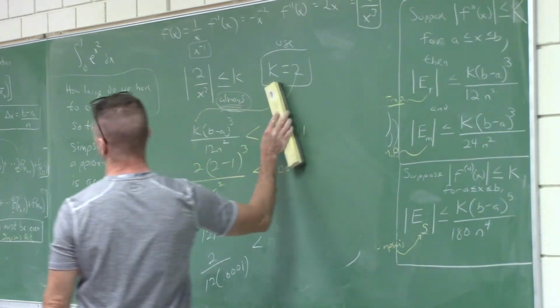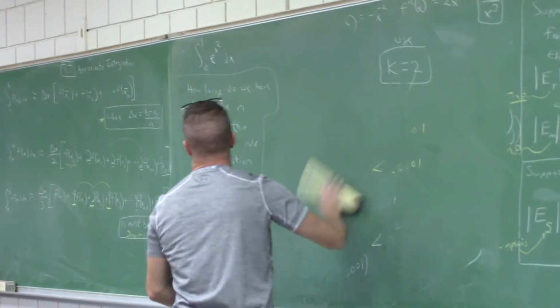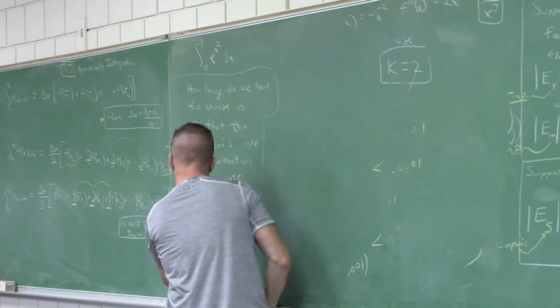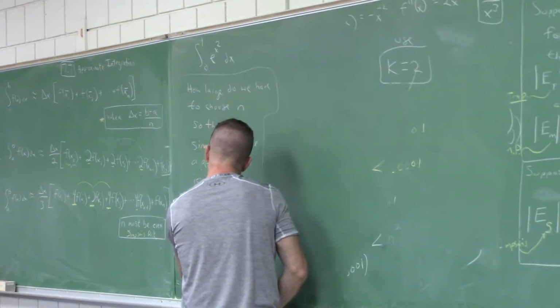Well, that's what we're going to do. We're going to use Simpson's rule now for e^(x squared). And we want to be accurate to, not 0.01, how about 0.00001?